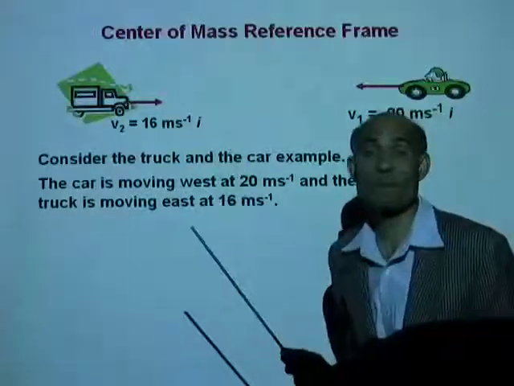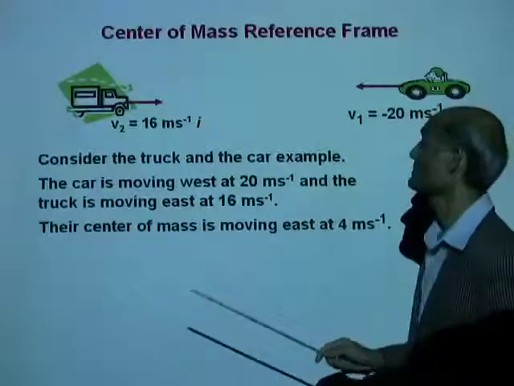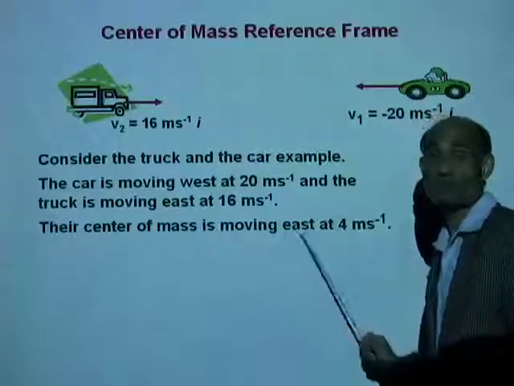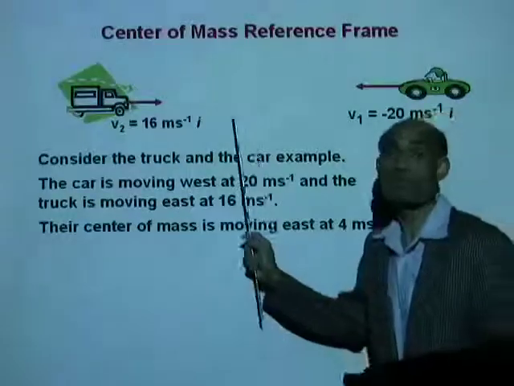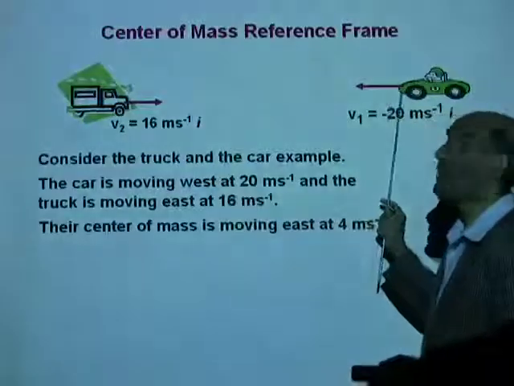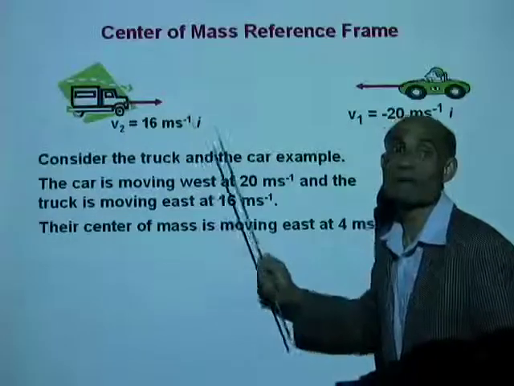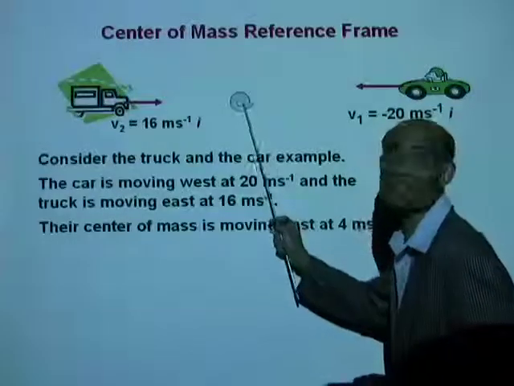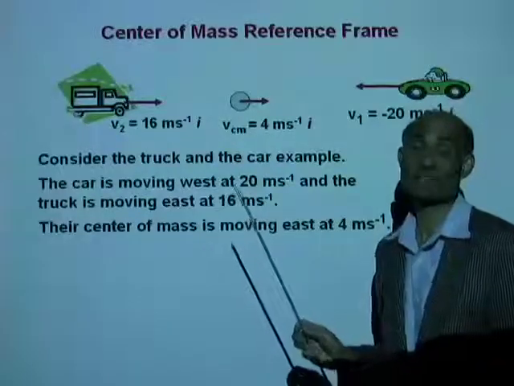Now we found the center of mass of this. What is the velocity of the center of mass of these two objects? We observed and we found that the velocity of the center of mass is 4 meters per second east. If you don't remember it, you can calculate that. Velocity of the center of mass will be m1 v1 plus m2 v2 divided by m1 plus m2. So its center of mass is moving east at 4 meters per second.